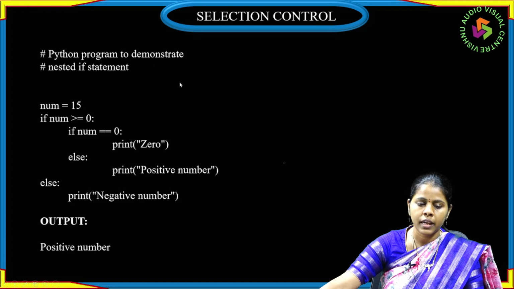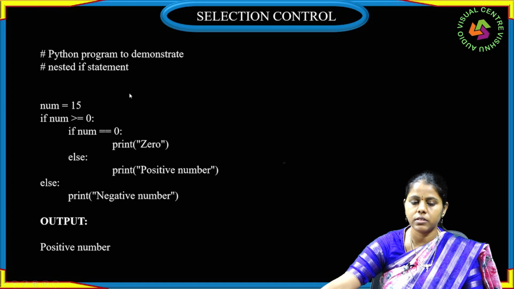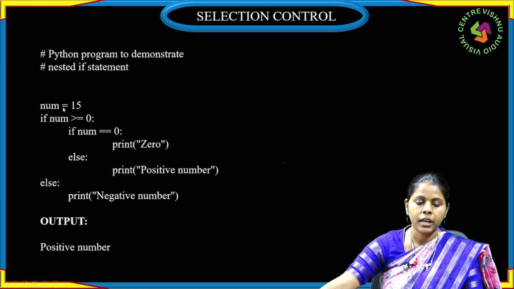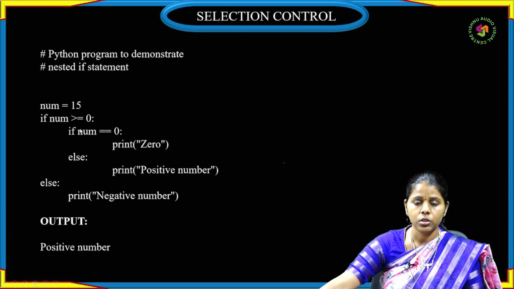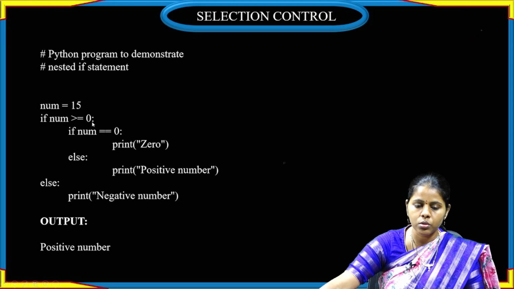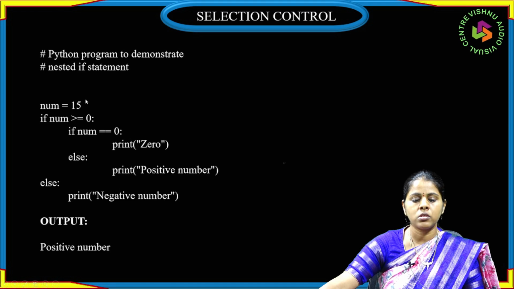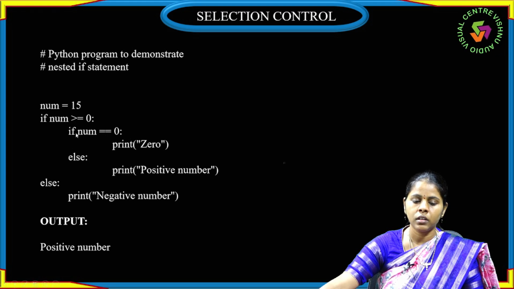So here I am taking one example program for nested if statement. I am taking number equal to 15. Here I am not taking it from the user, I am initializing a value to the number, so that is num equal to 15. If number is greater than or equal to 0, the number value is 15 here, so 15 is greater than or equal to 0. Yes, the condition is true. So then it will go for the inner if.